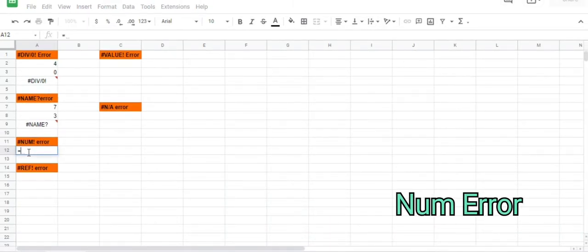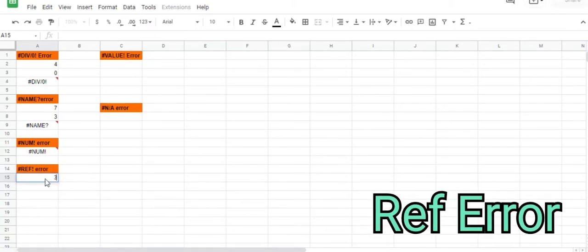And the next, the num error occurs by an invalid argument in a function or a formula that produces a number too large or too small to be represented in the worksheet. Often this error is seen when you enter a numeric value that's different than the other arguments used in your formula. You see, the given example does not contain a valid number.